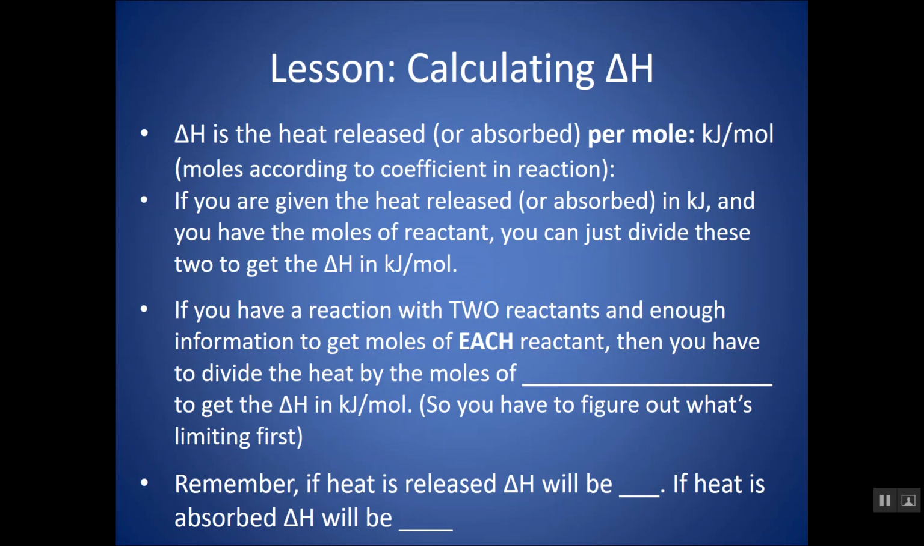So my lesson here is delta H is the heat absorbed or released per mole. Again, moles according to the coefficient. But if you're given the heat released or absorbed in kilojoules and you have moles of the limiting reactant, you can just divide these two to get delta H in kilojoules per mole. Just as a heads up, just like the last problem we saw, if you have a reaction with 2 reactants and enough information to get moles of each, then you have to make sure you divide heat by the moles of limiting reactant to get the delta H in kilojoules per mole. So you might have to figure out what's limiting first and then divide the kilojoules that are released or absorbed by that particular moles of reactant. Okay? Remember, if heat is released, delta H will be negative. If heat is absorbed, delta H will be positive.